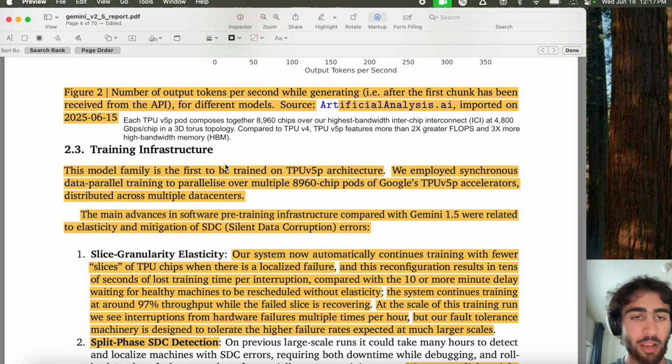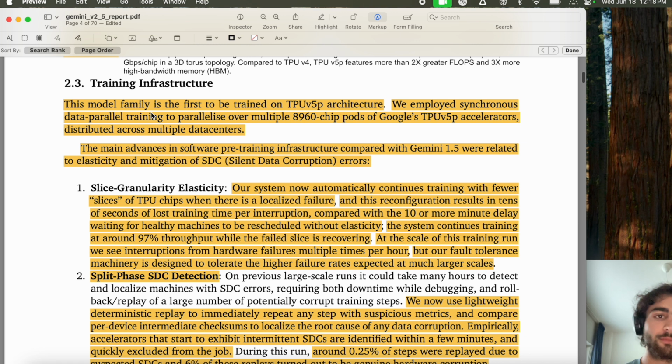And now let's look at the training infrastructure, which is really interesting. So the model family in 2.5 is the first to be trained on the TPU v5p architecture, which uses synchronous data parallel training to parallelize over multiple 8,960 chip pods of Google's TPU v5 accelerators distributed across multiple data centers.